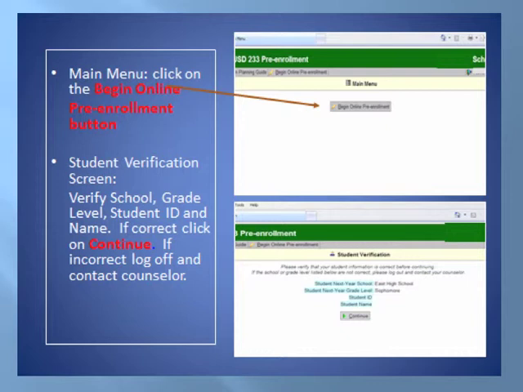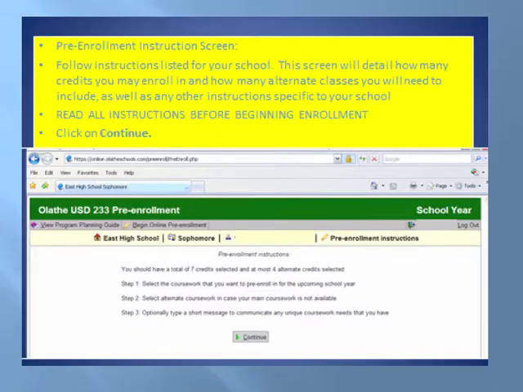Next, click on the online pre-enrollment button, then verify your information and click Continue. Please read through the pre-enrollment instructions carefully. You need to select 7 full credits plus 2 credits of alternates. 2 full credits could be 2, 3, or 4 classes depending on if they are semester or year-long classes.